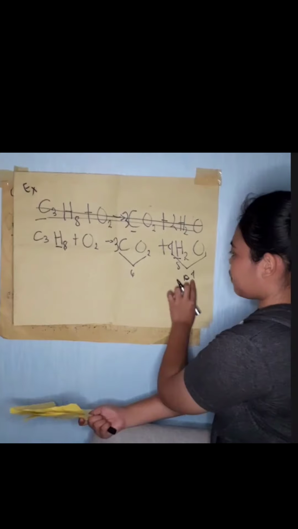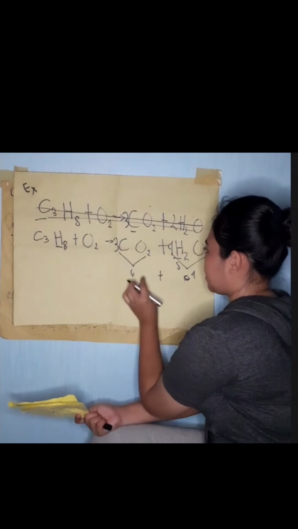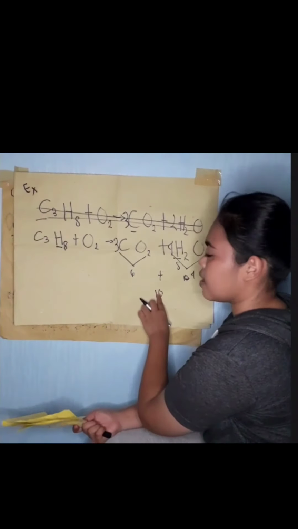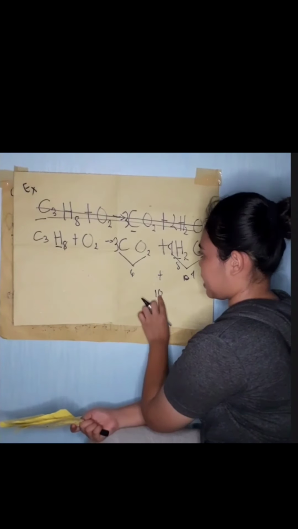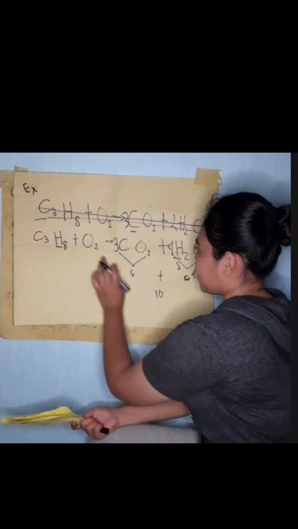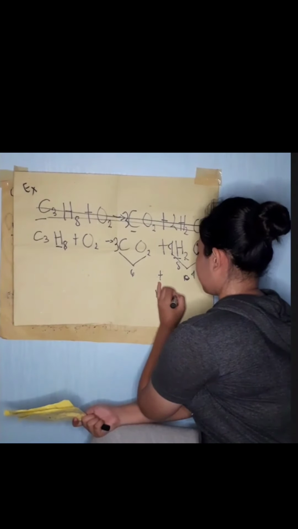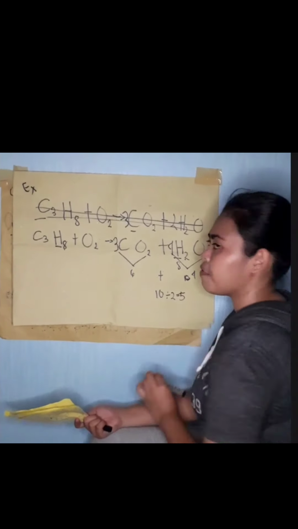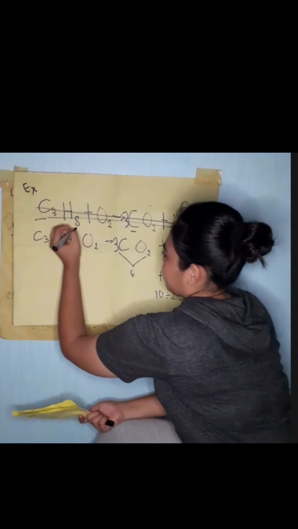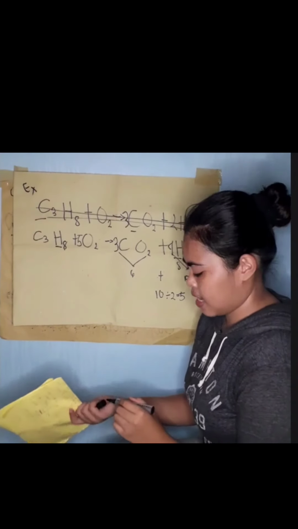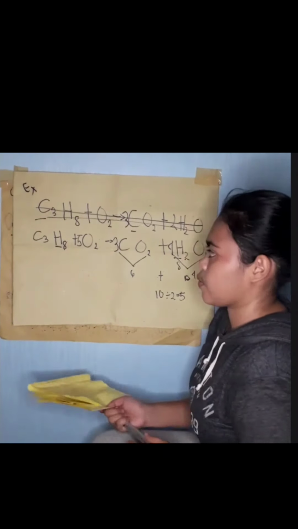So, 6 plus 4, kailangan natin siyang i-add. Magkakaroon tayo ng 10. Itong 10 is i-divide natin dito sa 2. So, 10 divide 2 is 5. So, ang 5, ilalagay natin dito. So, meron na tayong balance na equation, chemical equation.